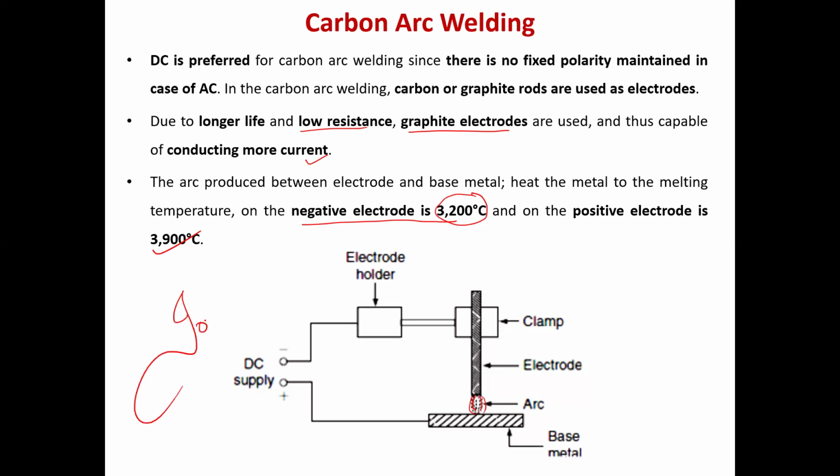What's the process we can follow here? Ionization process. We can follow a DC supply, we can have a holder, clamp, electrode, and we can form an arc for joining metals or workpieces.